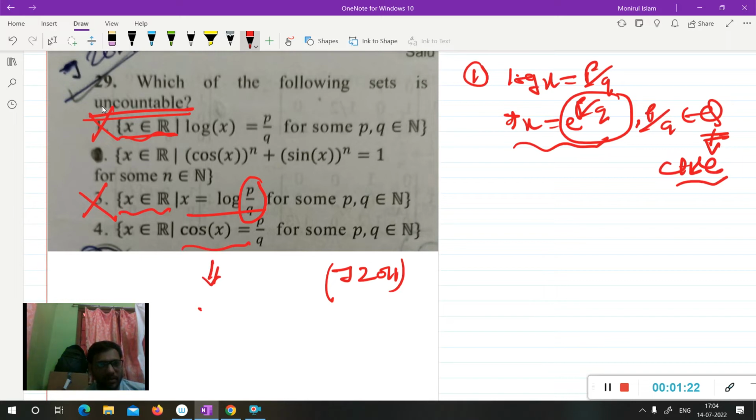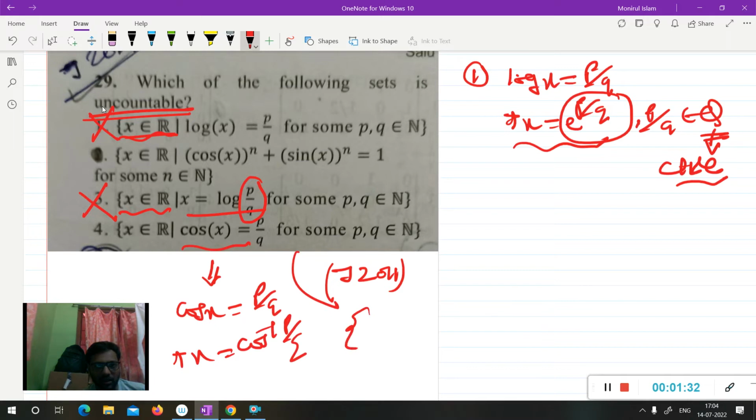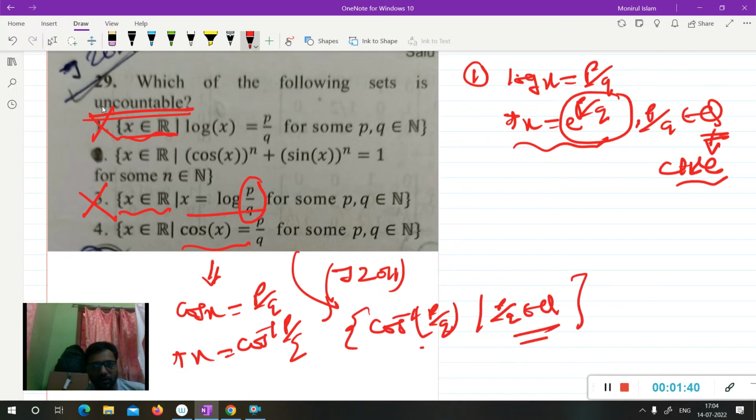This set contains those members with cos x equal to p by q. From here, cos x equal to p by q means x equals cos inverse p by q. So you can rewrite the set as cos inverse p by q such that p by q comes from the rational numbers. Rational number sets are countable, so this set will be countable, so this is also incorrect. So the remaining option will be correct, but you can verify it.